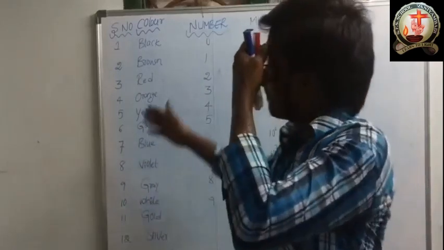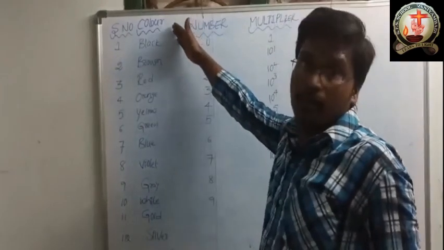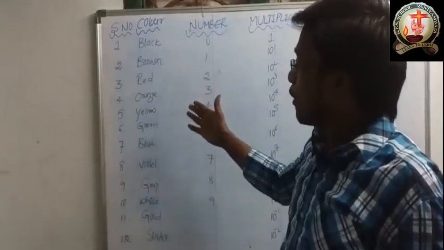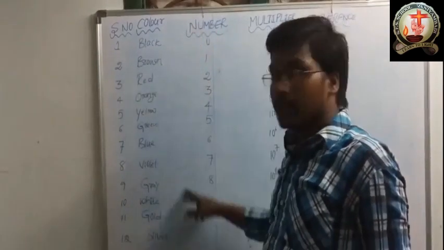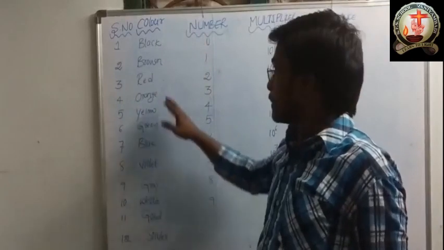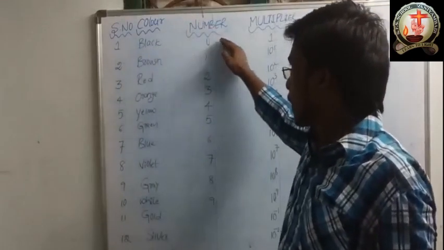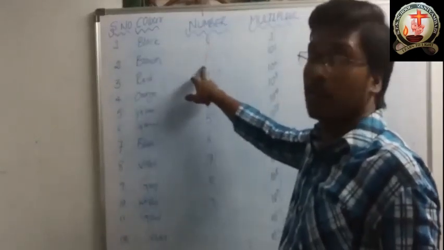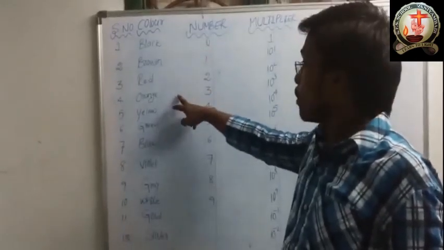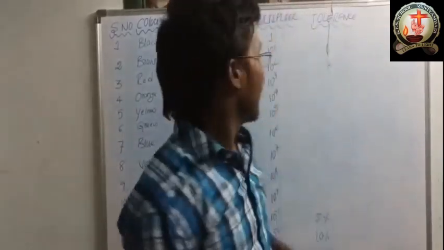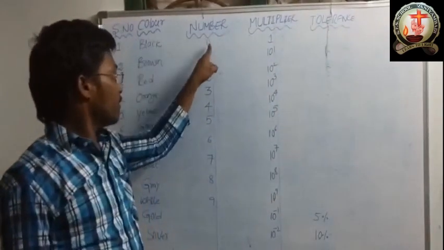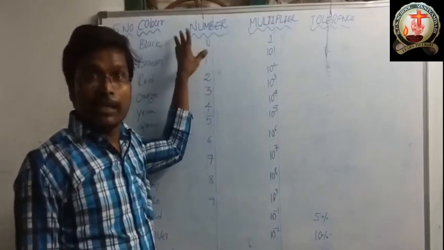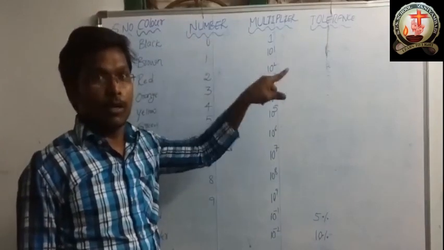First one, serial number. After that, color. All the colors will be given here, like black, brown, red, orange, yellow, like that. All the colors are mentioned in the tabular form, and each color is given one number. Like black number is 0, brown number is 1, red number is 2, orange number is 3, like that. Here the number is nothing but a significant figure. I told you already, remember.